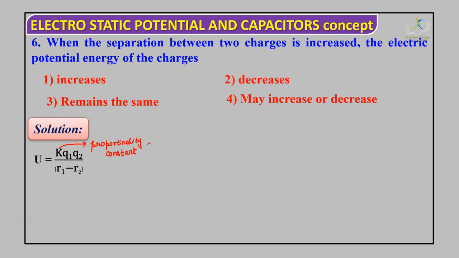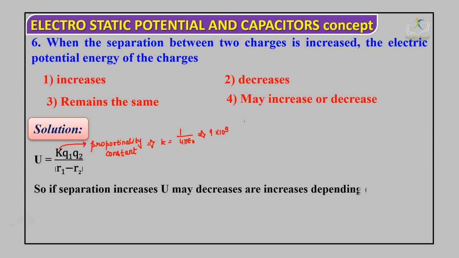And the value of K is 1 by 4 pi epsilon naught, which is equal to 9 times 10 to the power 9. So, if the separation increases, U may decrease or increase, depending on the nature of the charges. That means the correct option is the 4th.